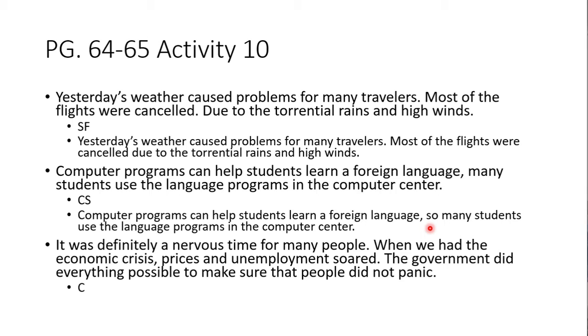It was definitely a nervous time for many people. When we had the economic crisis, prices and unemployment soared. The government did everything possible to make sure the people did not panic. That's particularly relevant now, but not the important part. This sentence is correct. Each of the sentences are combined correctly, and all of them are complete. So this one did not need to be changed.